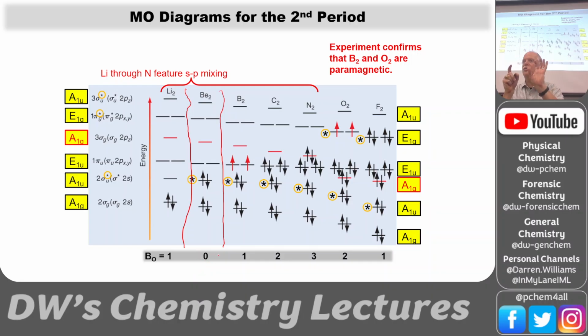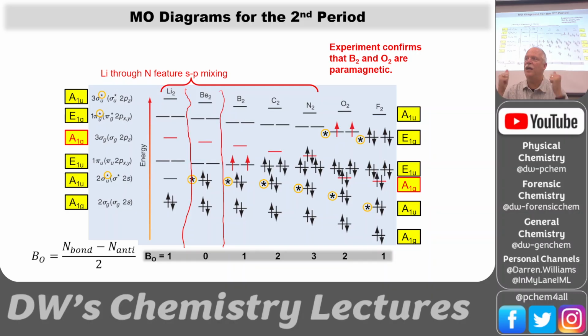So we could draw a Lewis dot structure from this, but it would have a 0 bond order. Then we get to boron. So diboron has a bond order of 1. Carbon, bond order of 2. Nitrogen, bond order of 3. Oxygen, bond order of 2. And fluorine, bond order of 1. Okay. Anybody have any questions about the bond orders?